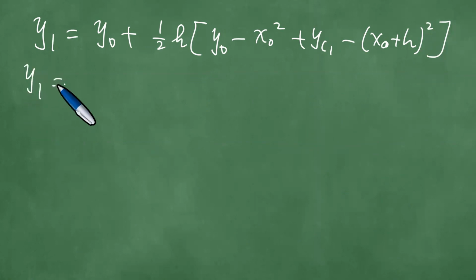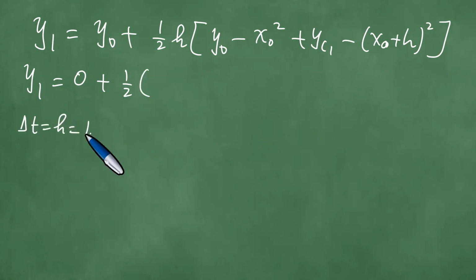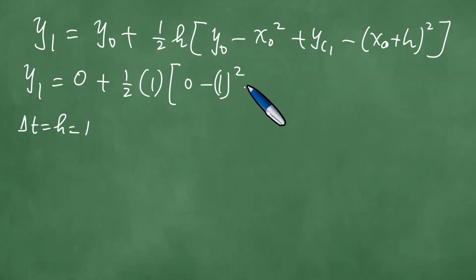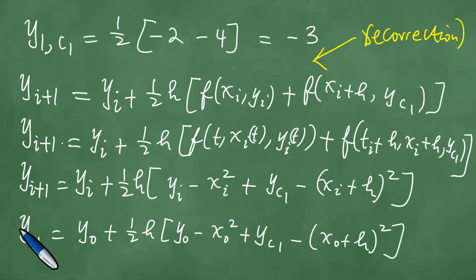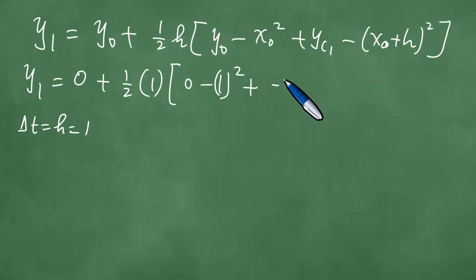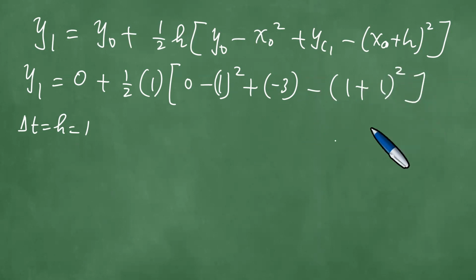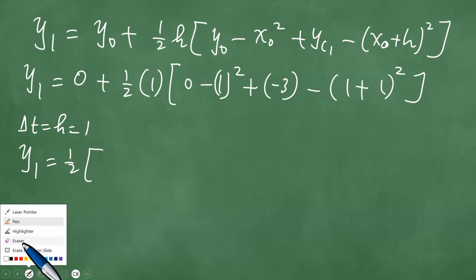What is y0? y0 is 0. Delta t, which is the same as h, is 1 in this question, so it is 1 here. What is x0? It is 1. What is y_{c1}? y1 comma c1, I wrote it. y1 comma c1 is minus 3. Minus 3, minus x0 which is 1, and then h is 1 in this question. And then you square this and you close like this. So which means y1 is 1/2. Okay, so we have this.